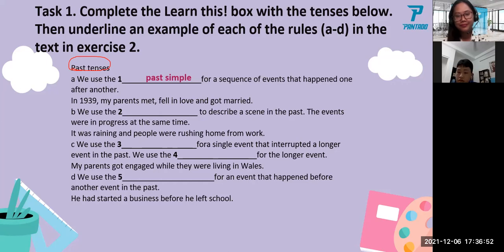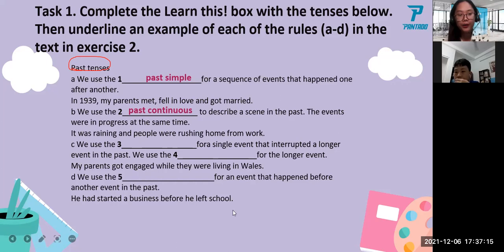Past continuous. Let's look. Very good. Correct. Past continuous. Okay. It was raining and the people were rushing home from work. The word was raining. And the people were rushing home from work.